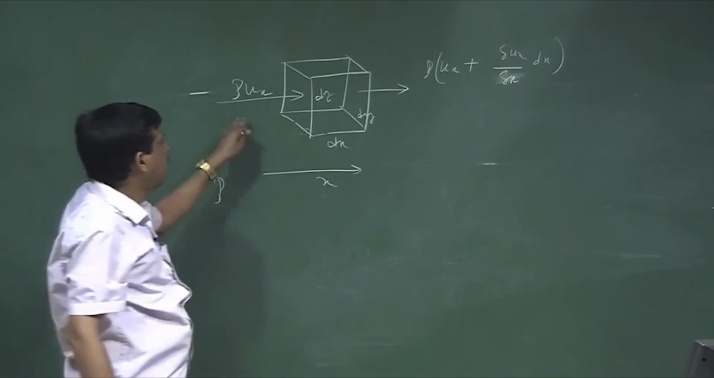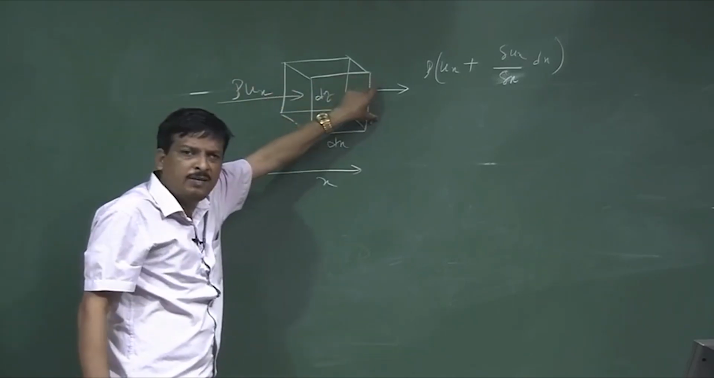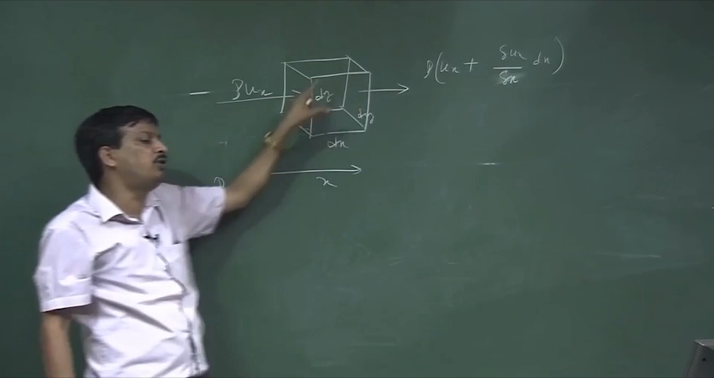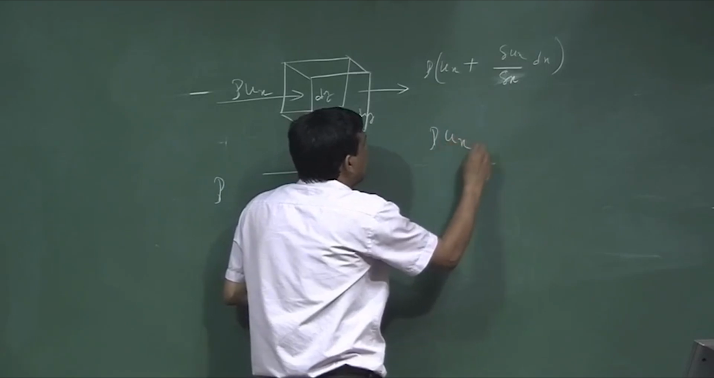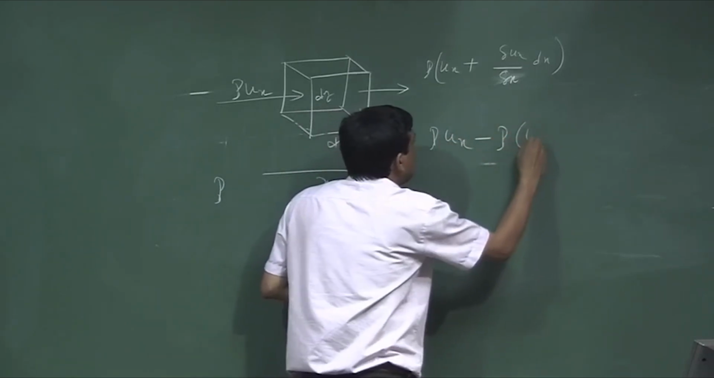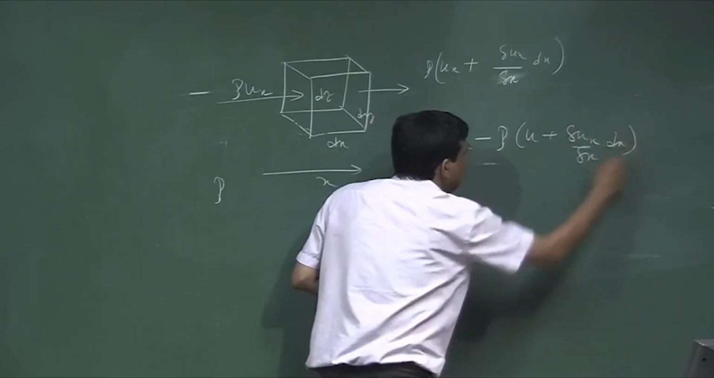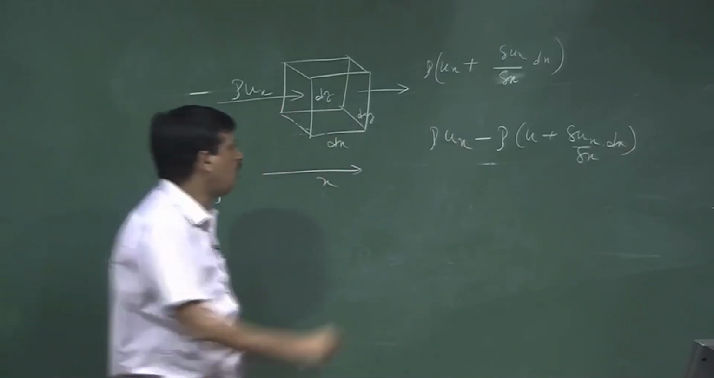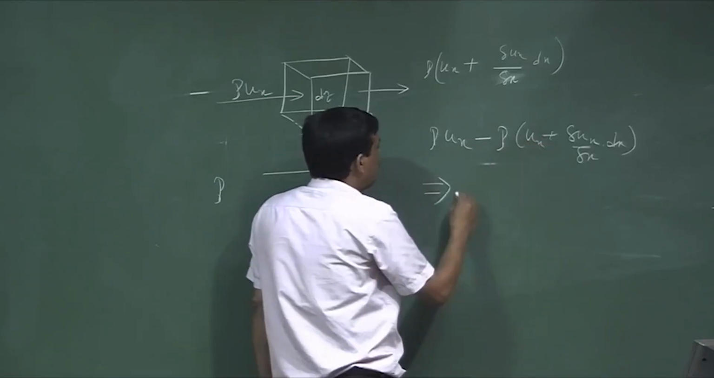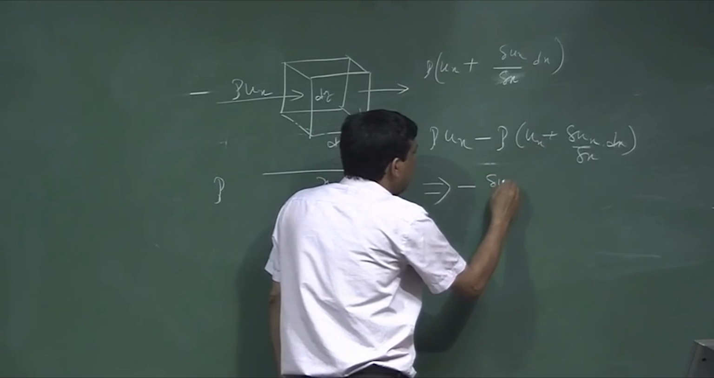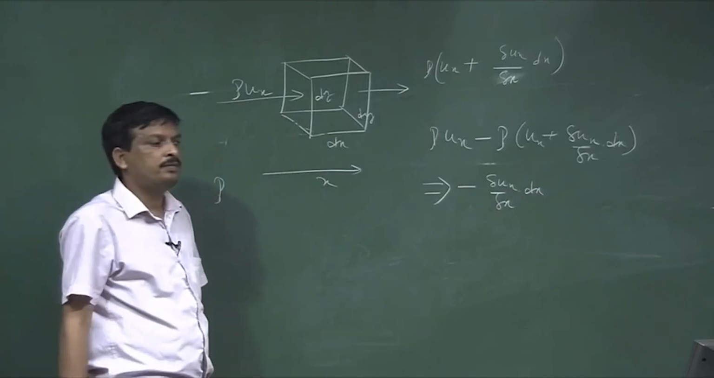Okay. So the net particles entered in this volume is the entered amount minus the exit amount. So the net flux of mass into this fixed volume is nothing but rho into ux minus rho into ux plus del ux by del x into dx. So if I do that, the ux terms will be cancelled. So it is nothing but minus del ux by del x into dx.